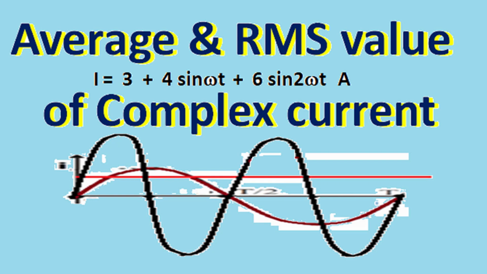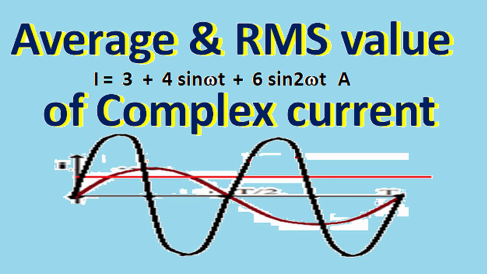Today in our playlist of basic electrical engineering and class 12th physics, we'll understand a simple but very popular conceptual question often asked in our examination in electric circuits, and we'll find out the average and RMS value of a complex current which has a DC component, a fundamental frequency component and some harmonic component.